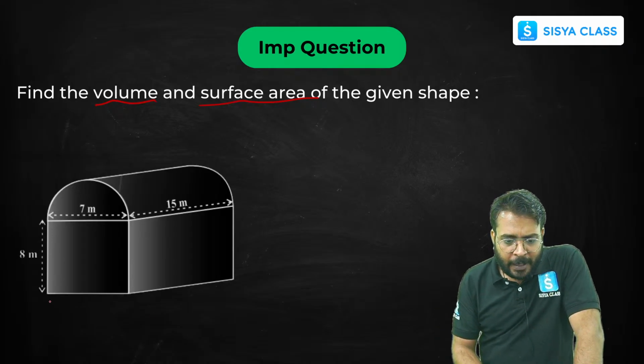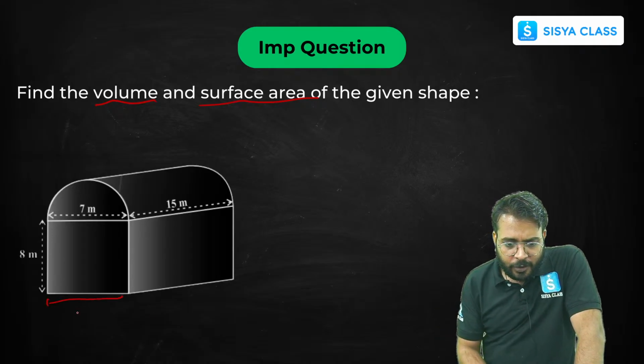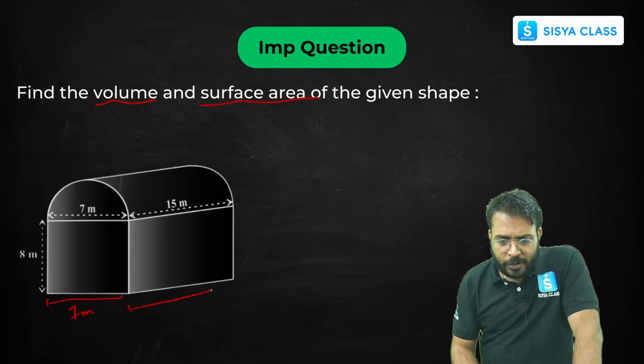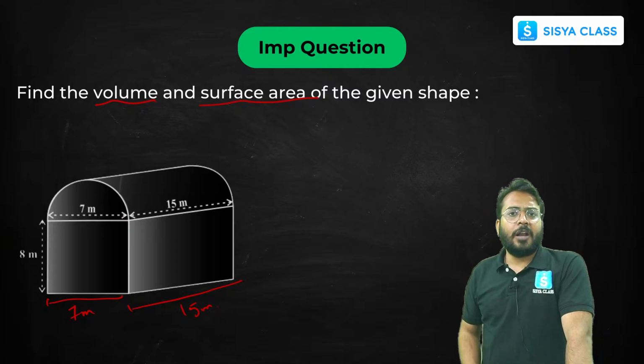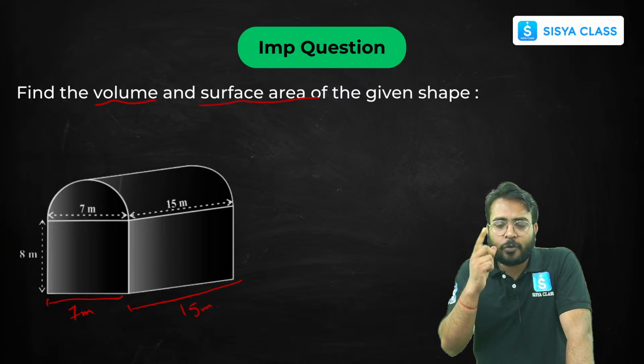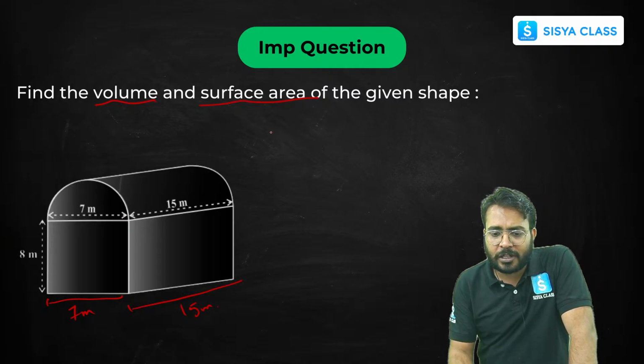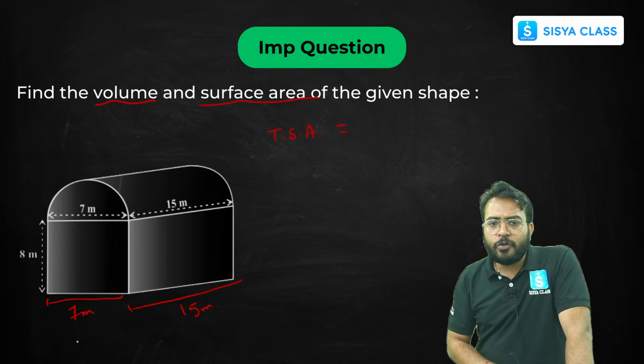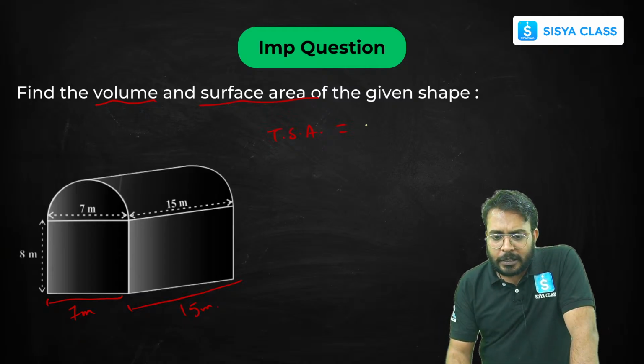Here they have given the base as 7 meter, length is given as 15 meter. Now what you need to find out is the total surface area. Suppose I need to find out the total surface area of this shape, so it is going to be the total surface area.